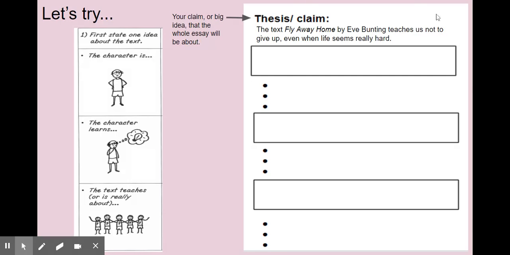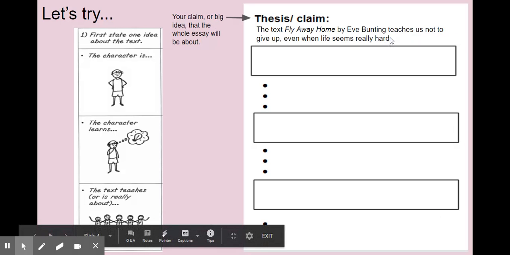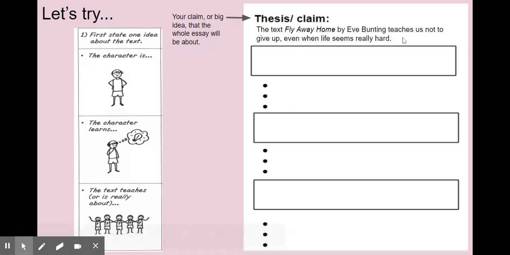So this is what my whole essay is going to be about. Each paragraph is going to have to show why this statement is true, how the text teaches us not to give up, even when life seems really hard.